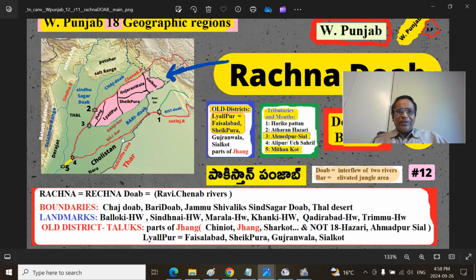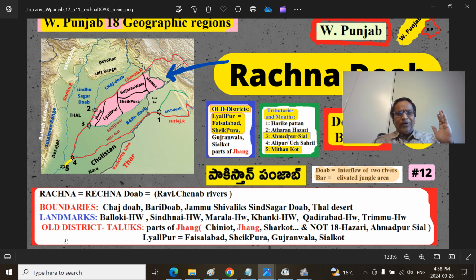Landmarks. What are some of the headworks, like a barrage or a dam? The Baloki headworks, Sidhnai headworks, Marala headworks, Khanki headworks, Qadirabad headworks, Trimmu headworks. This I will show in the map. You won't get lost. They're all present on the Ravi River or Chenab River. That means when you cover this bar, when you cover this doab, we will be getting certain common points because the river is common. And these are the landmarks. Headworks is the landmark we used.